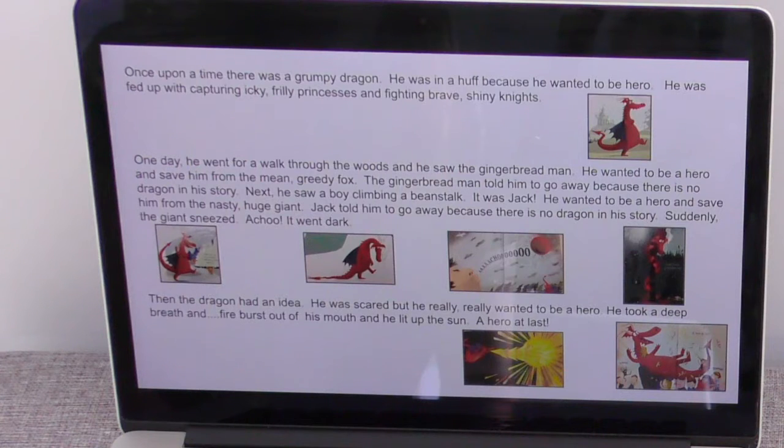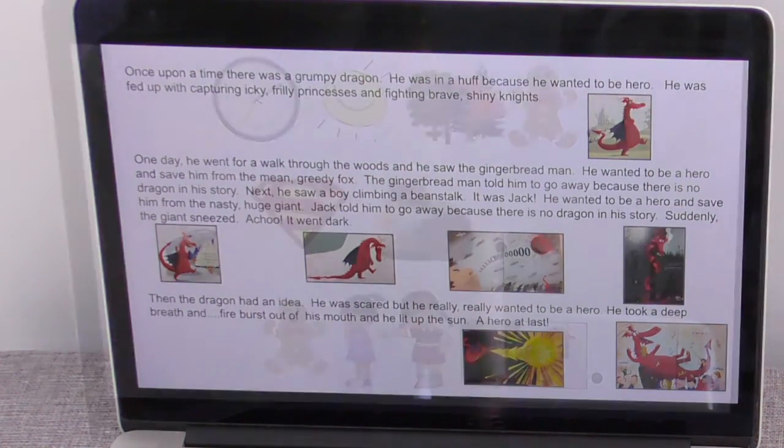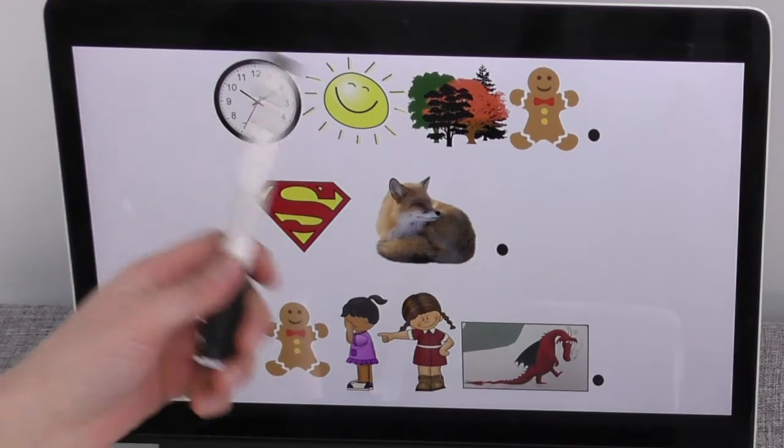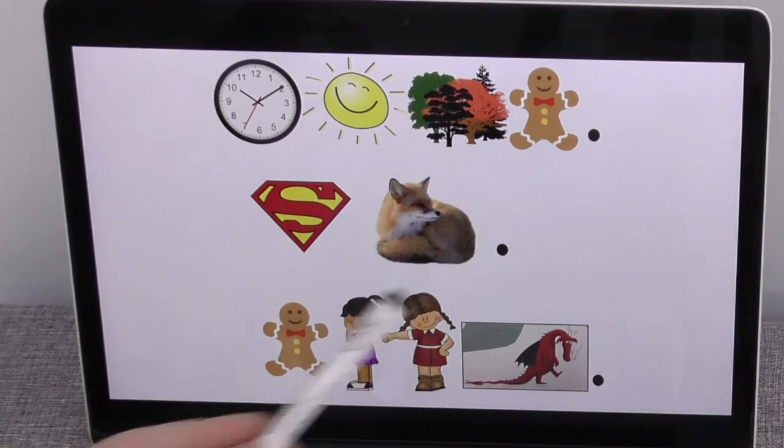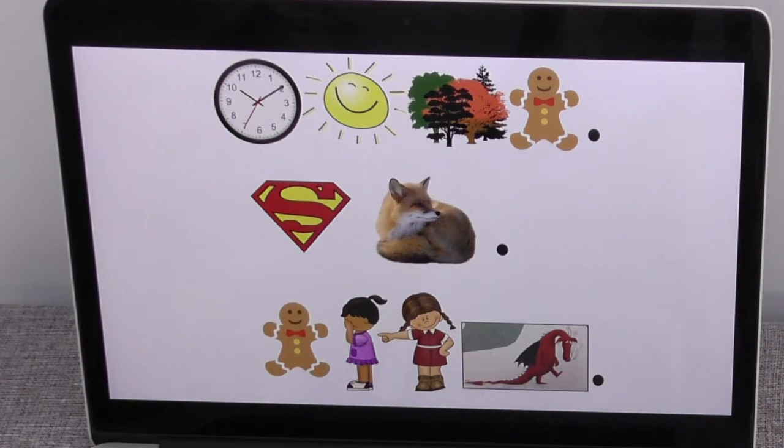Suddenly, the giant sneezed. Achoo! It went dark. Then the dragon had an idea. He was scared, but he really, really wanted to be a hero. He took a deep breath and fire burst out of his mouth and he lit up the sun. A hero at last. Okay, so again, here we're thinking about changing the beginning part and retelling the story using the images to help us.